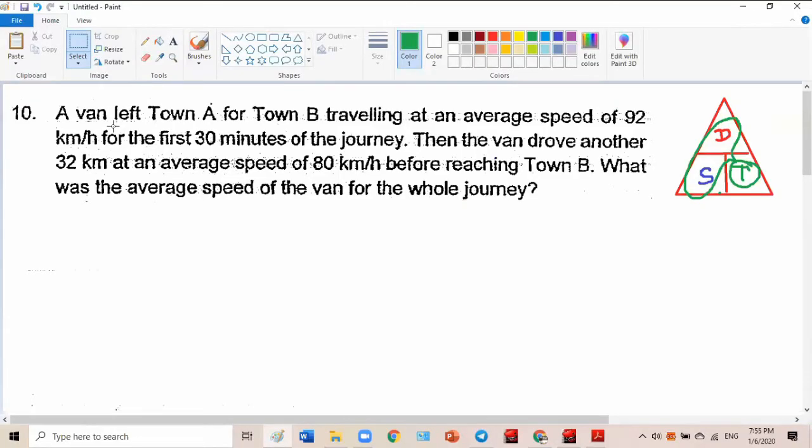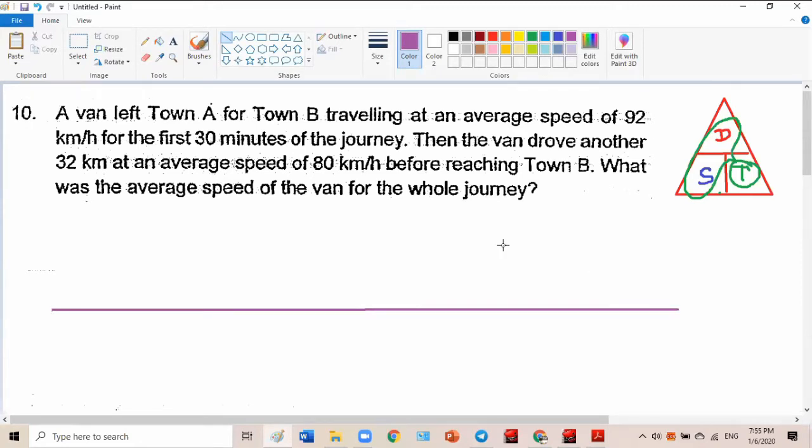Read. A van left town A for town B traveling at an average speed of 92 km per hour for the first 30 minutes of the journey. Okay. There we go. I think for this type of question, it is best that you draw a line. Seriously, don't start writing statements. Draw a line and draw it out. If not, good luck to you.